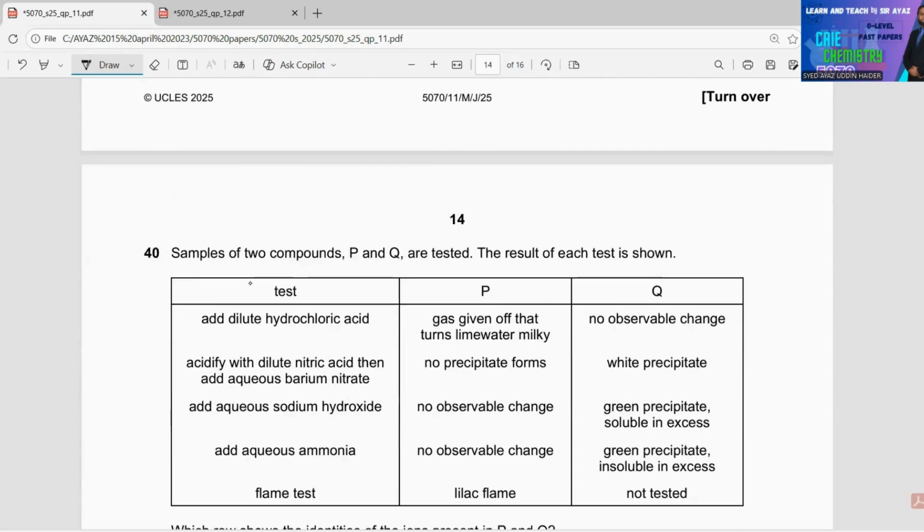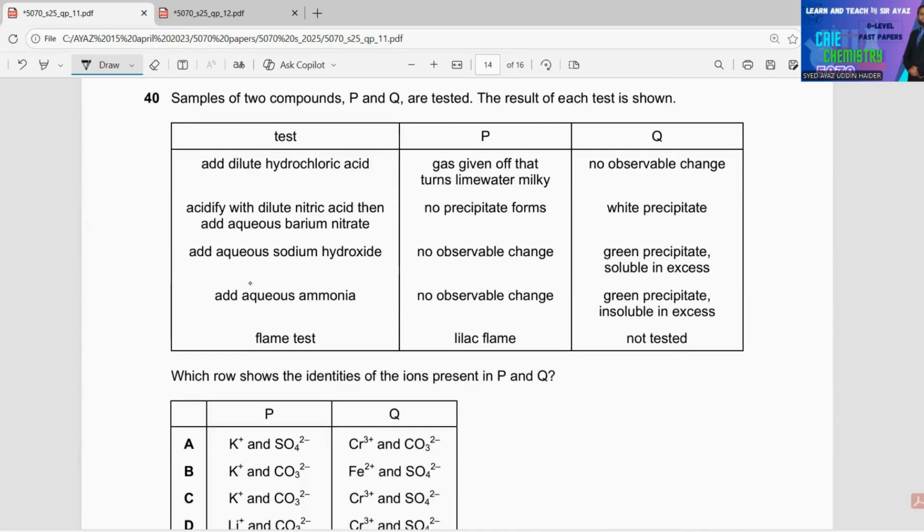Moving to last MCQ 40. Samples of two compounds P and Q are tested. The result of each test is shown. In the test, we are adding dilute hydrochloric acid, and P gives a gas given off that turns lime water milky. For Q, no observable changes. So P must be having carbonate here.